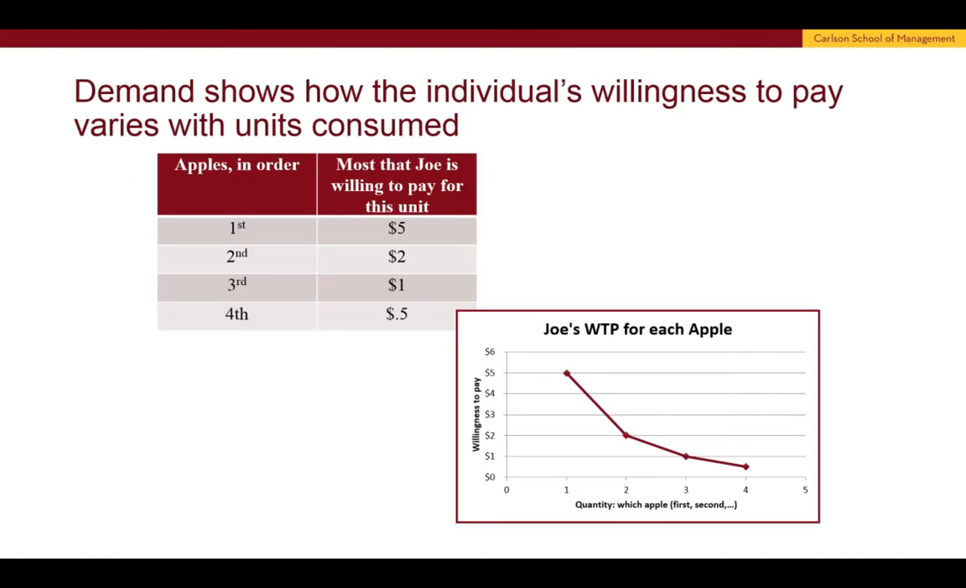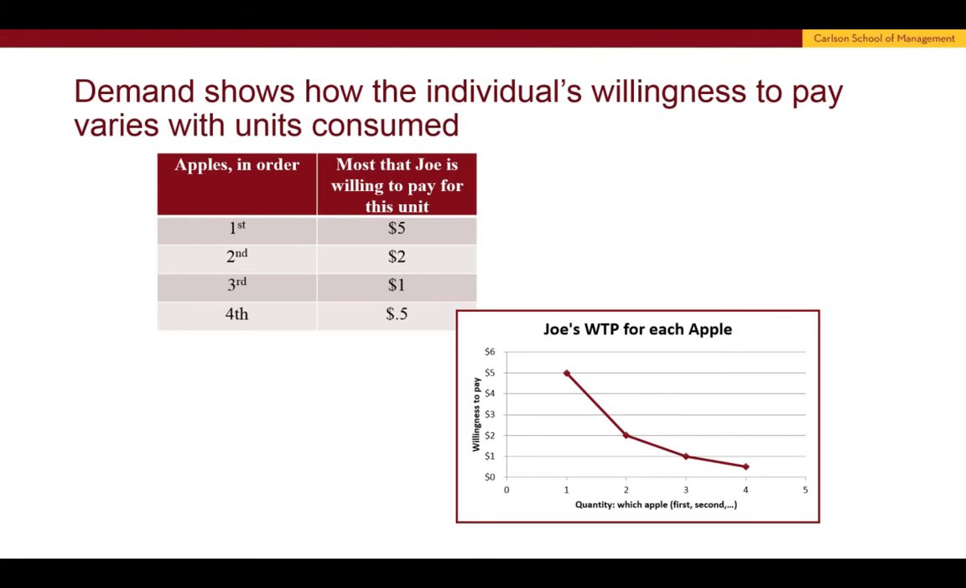Well, the demand curve shows how the individual's willingness to pay varies with the number of units consumed. And so it reflects this same kind of relationship about getting sick of stuff. Imagine that Joe is thinking about what he would be willing to pay for the first apple. And the amount he's willing to pay for this first apple is $5. Then ask the question, what would he be willing to pay for a second apple? Well, a second apple wouldn't be as exciting for him as the first, so he'd only be willing to pay $2 for the second apple.